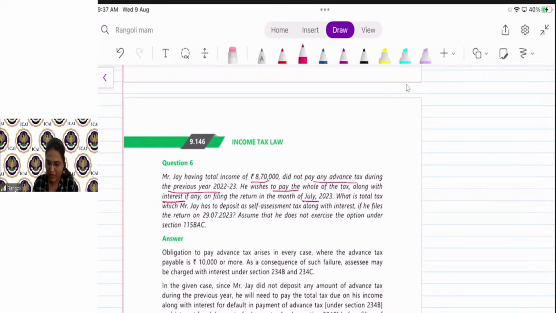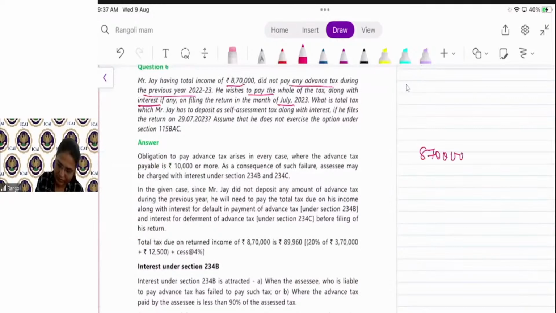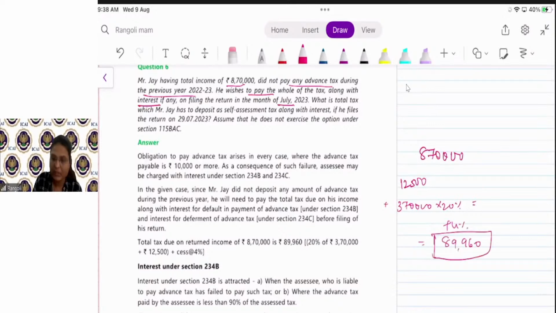So first we need to calculate tax liability on 8,70,000, right? So what is tax liability on 8,70,000? 12,500 plus 3,70,000 into 20%. Plus 4% cess. So it comes to 89,960. This is the basic self-assessment tax liability.